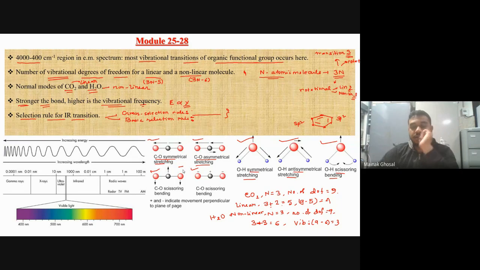The gross selection rule tells that delta mu should be non-zero. Now, what is delta mu? Delta mu is the change in the dipole moment of a molecule. Does anybody among you know about the transition moment integral?